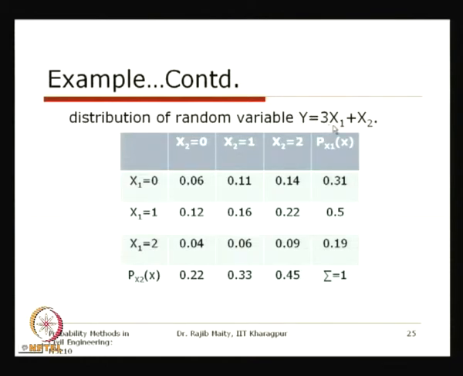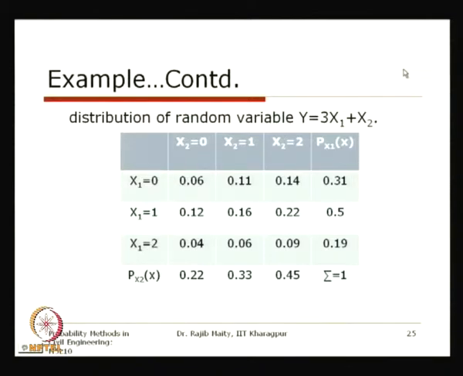So, if x1 is 0 and x2 is 0, then y will also be 0, and the maximum value of y will be obtained when x2 and x1 both are maximum, that is x1 equals 2 and x2 equals 2. That means y will be 3 into 2 plus 2, so 8. So, y can take a value from 0, 1, 2, 3 up to 8.